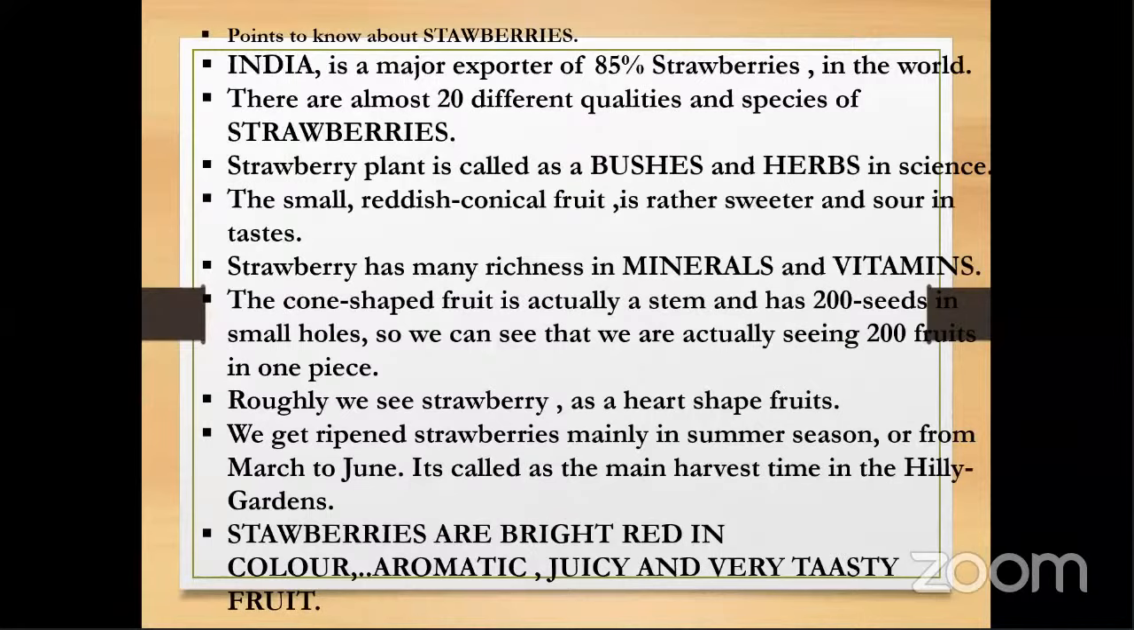The cone-shaped fruit is actually a stem and has 200 small holes. So, we can see that we are actually seeing 200 fruits in one piece. Roughly, we see strawberry as a heart shape. It is shaped like a conical shape, but it is more like your heart. We get ripened strawberries mainly in the summer season, or from March to June. It's called the main harvest time in the hilly gardens.